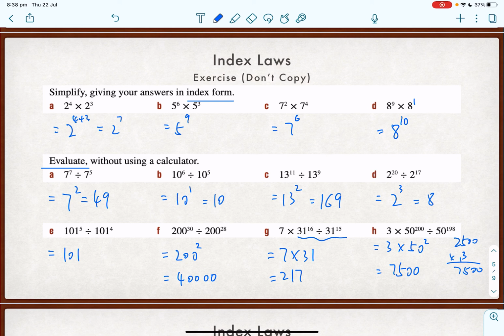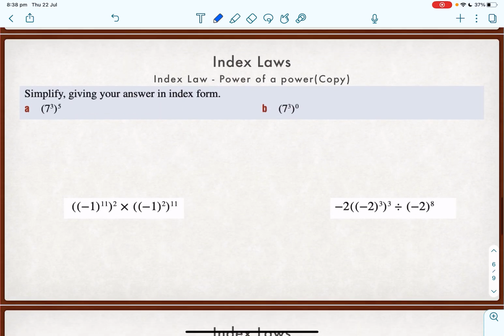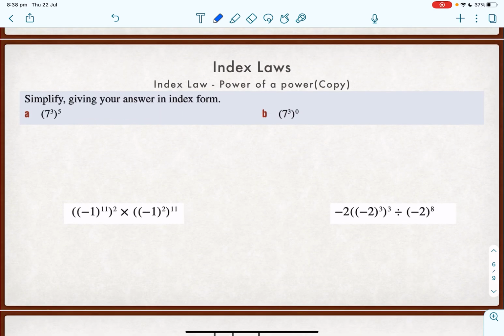All good. Right, let's move on. Now we've got a little bit more: power to the power, okay? I'm going to give one example here for the first one. 7 to the power 3 means 7 times 7 times 7, yeah?